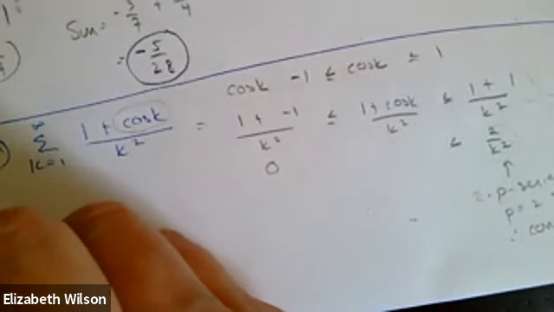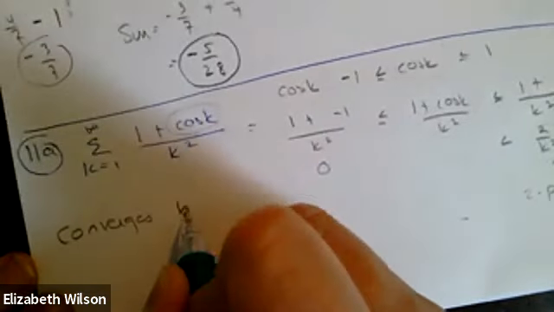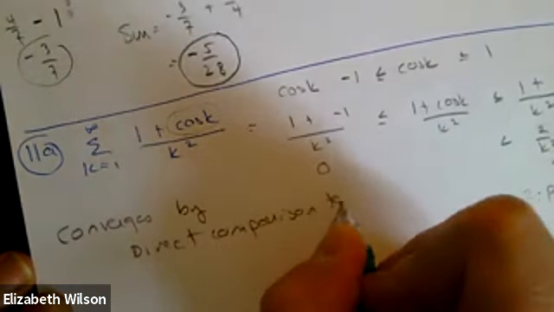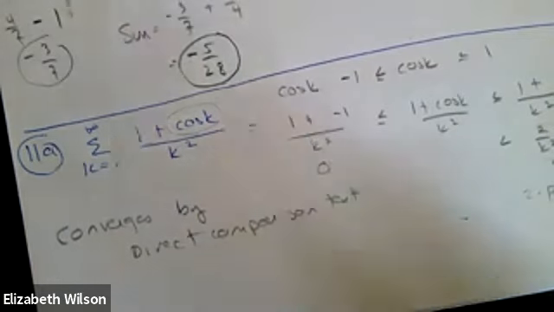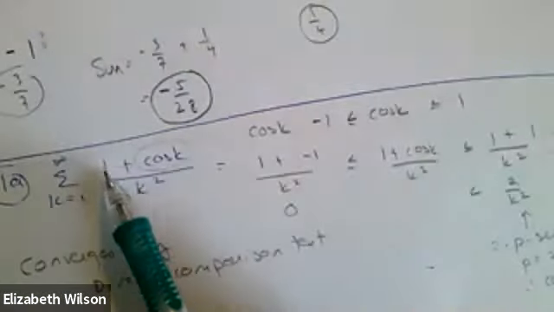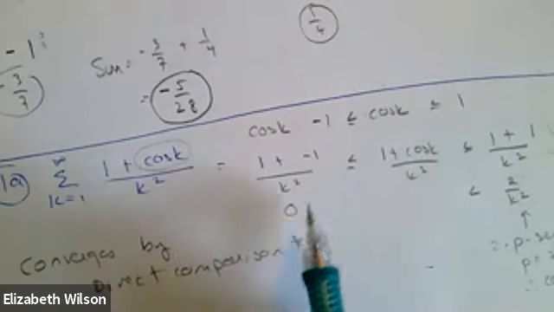So what we just did was a direct comparison. It converges by the direct comparison test, and we compared it with a convergent p series. Anytime you see a sine or cosine, always be thinking that it's going to be oscillating within its amplitude. In this case, its amplitude is 1, so it's going to be positive or negative 1. And in this case, we also have a 1 plus that. So that means the lower bound is going to be 0, and the upper bound is going to be 1 plus that. Okay, that's question 11A.